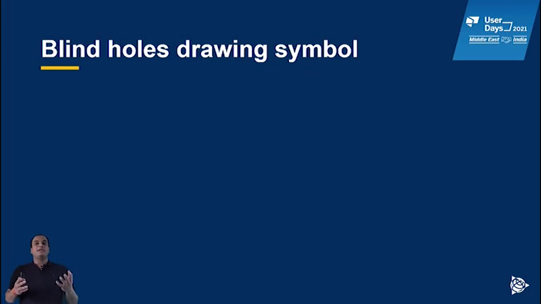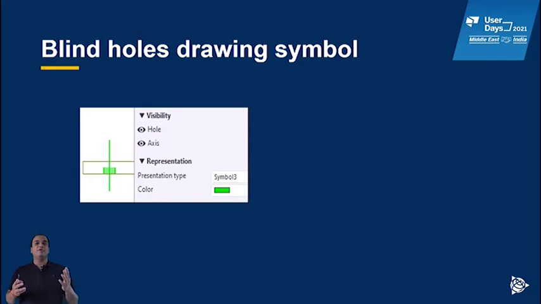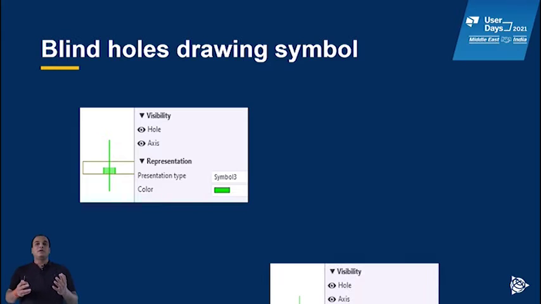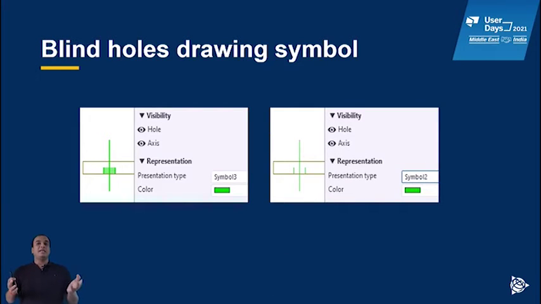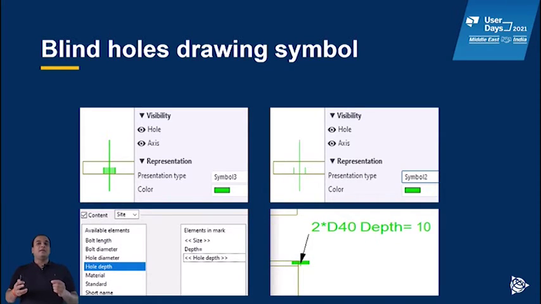When it comes to the representation of blind holes in the drawings, symbol 3 will give you the best result for representing the blind holes. Symbol 2 and symbol 3 can be snapped for creating the dimension for the blind hole. And a hole depth element will give you the depth of the hole in the shop drawings.